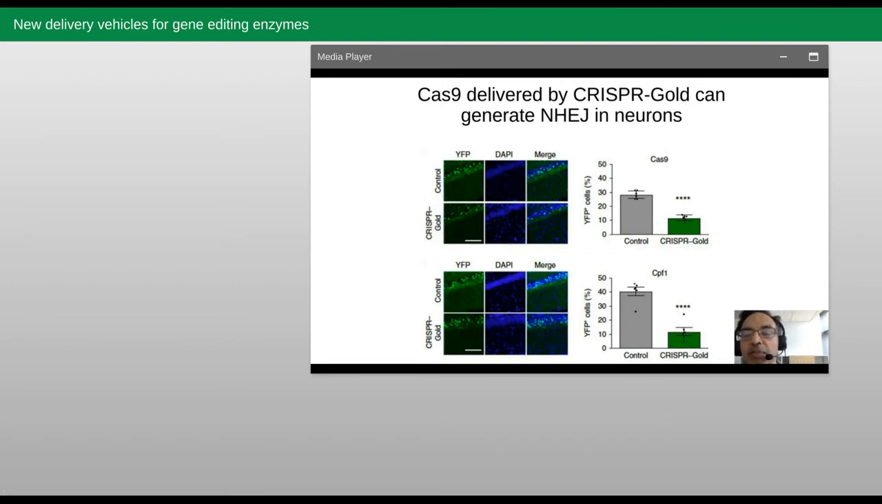So the conclusion from this is that Cas9 and CPF1 based CRISPR Gold are very efficient at knocking out genes in the brain. And this is because Cas9 and CPF1 are really good at knocking stuff out. They're not so good at doing recombination. And if you want to just knock something out, they're reaching 50%, which is a fairly high number in the vicinity of the injection.